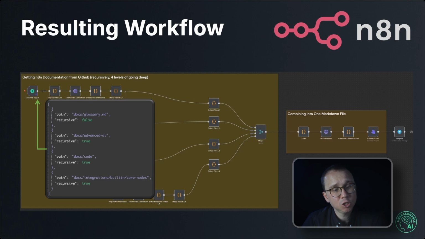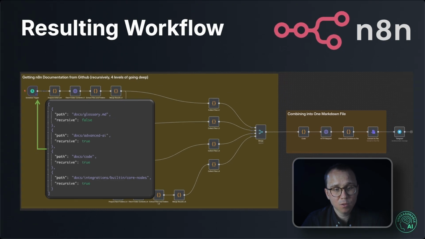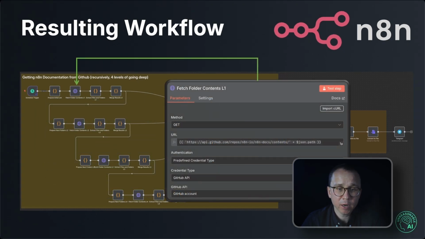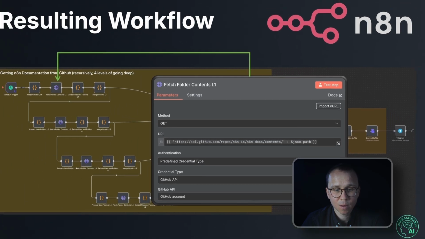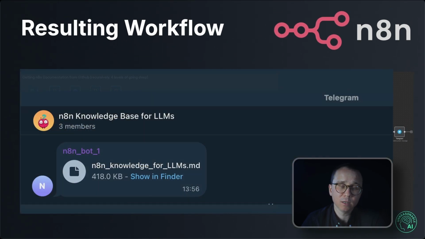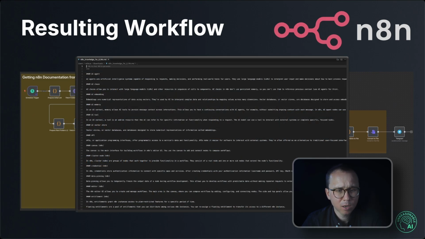A couple of additional details. In the beginning of the workflow, you can see that we are using incoming information, which is a list of files or folders with the information whether to go recursively into these folders or not. Then there is an HTTP request node, which connects to GitHub and downloads the files. In the end, we receive this data in Telegram. And this is how the resulting file looks, just for you to understand that it's just a text file with some markdown formatting.